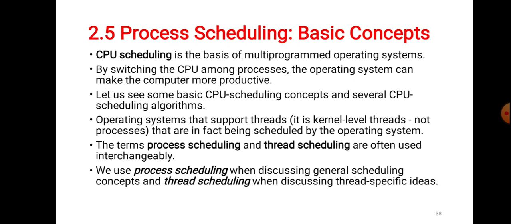When it uses the CPU, switching from one process to another process, the switching of CPU is nothing but allocation of the CPU from one process to another process when there are n number of processes. By switching the CPU among n number of processes, the OS can make the computer more productive and make the best use of that computer.